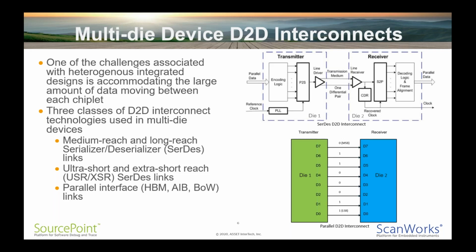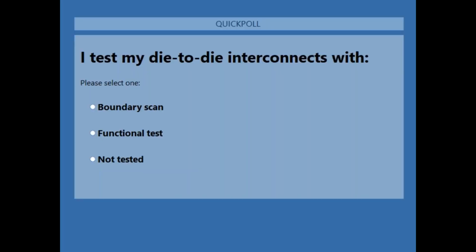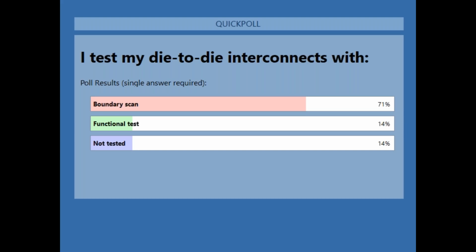And now, Heidi, I'll pause for you to ask another poll question. Thank you, Michael. Our second poll question is, I test my die-to-die interconnects with boundary scan, functional test, or not tested. Please select the appropriate response and click Submit. Looks like a number of you have responded, so those of you who have not had a chance to respond, go ahead and submit your responses now, and we will close the poll in a few moments. We are now closing the poll, but I will be sharing the data with you. It looks like 71% of you chose boundary scan. Now back to you, Michael.